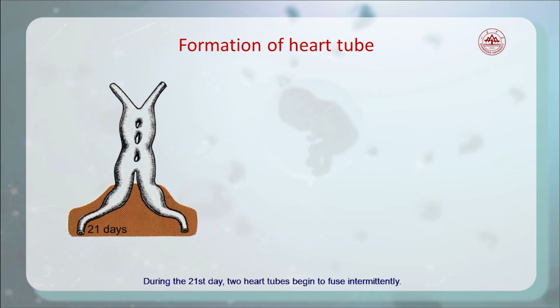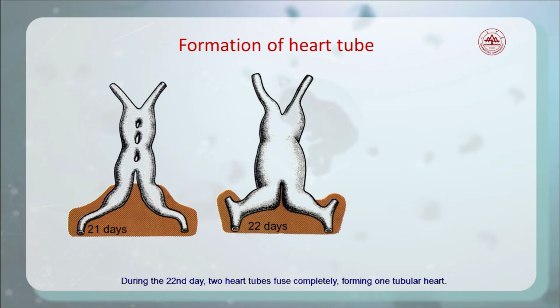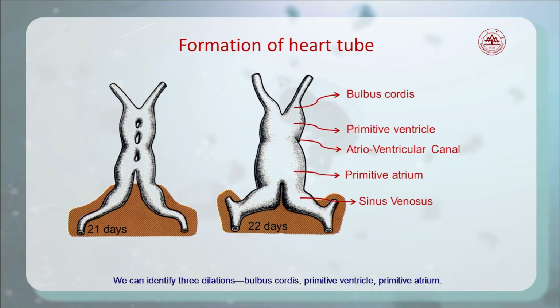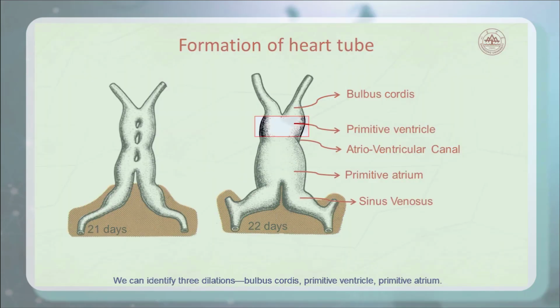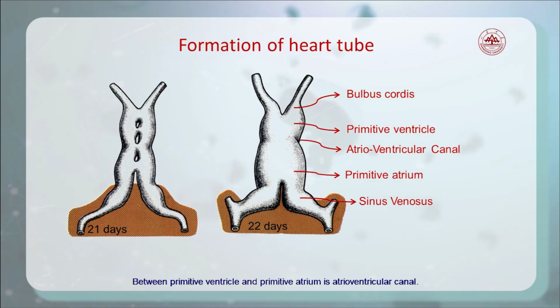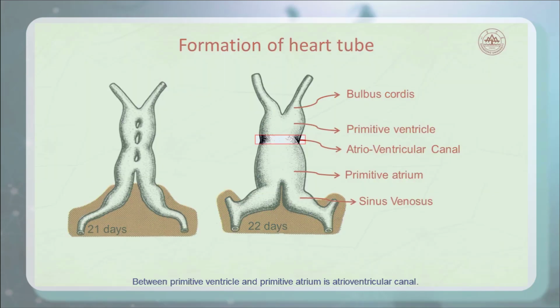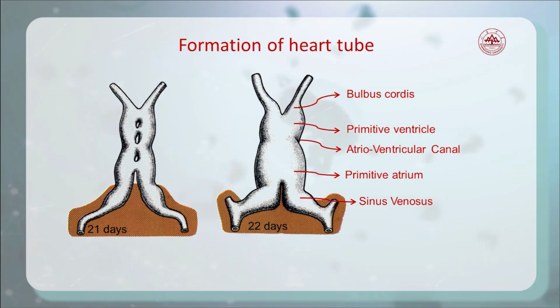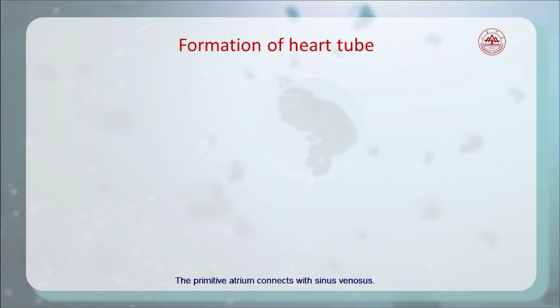During the 21st day, two heart tubes begin to fuse intermittently. During the 22nd day, two heart tubes fuse completely, forming one tubular heart. We can identify three dilations: bulbus cordis, primitive ventricle, primitive atrium. Between the primitive ventricle and the primitive atrium is the atrioventricular canal, and the primitive atrium connects with the sinus venosus.